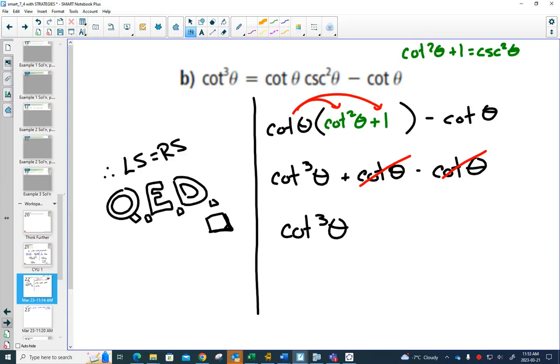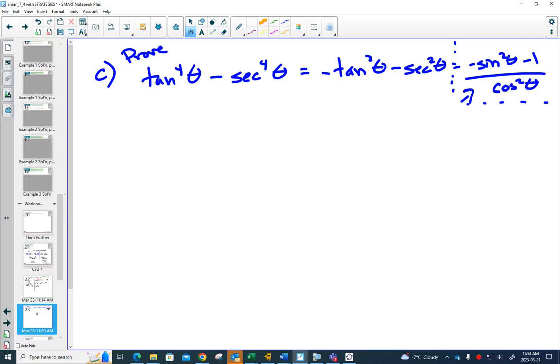What looked initially like it was going to be a long proof, especially if you change things to sine and cos, it would have been long, becomes shorter because we noticed something. So these new identities can make our life easier and quicker. Okay? I've added one more that we're going to do together.